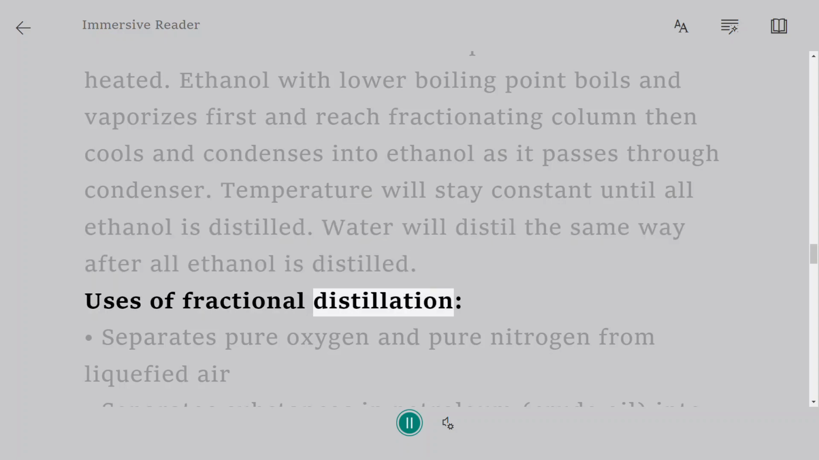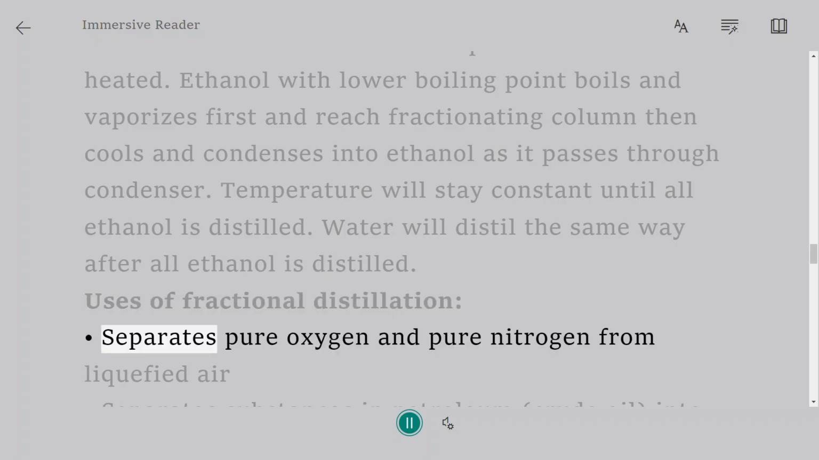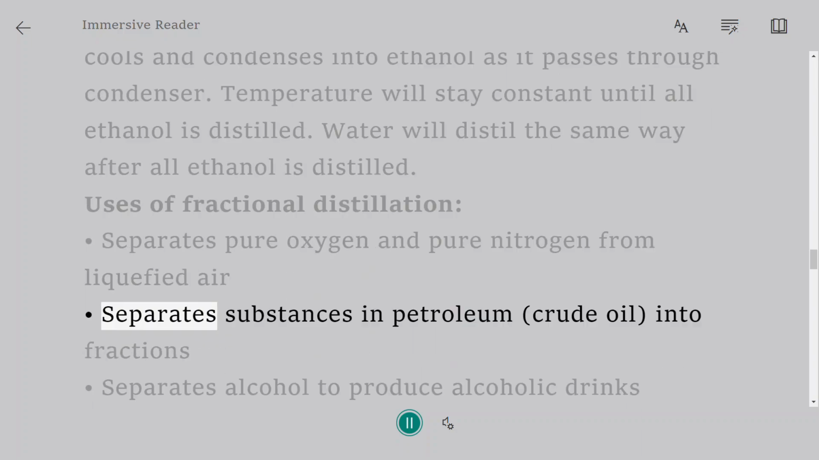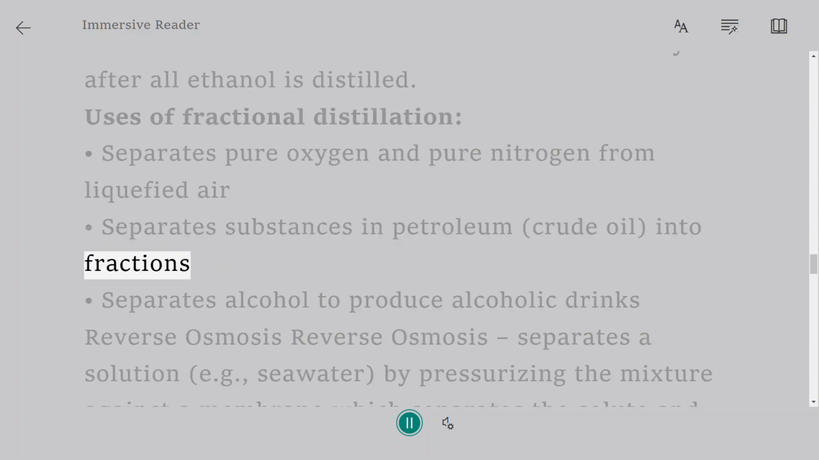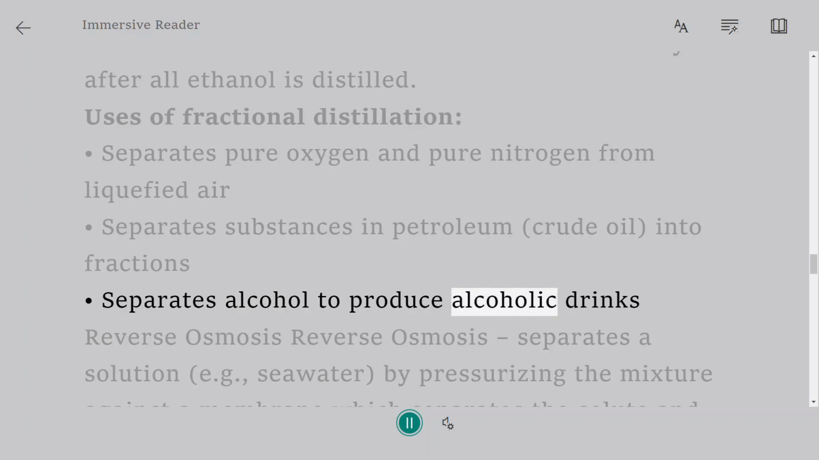Uses of fractional distillation. It separates pure oxygen and pure nitrogen from liquefied air. It separates substances in petroleum, crude oil, into fractions. It separates alcohol to produce alcoholic drinks.